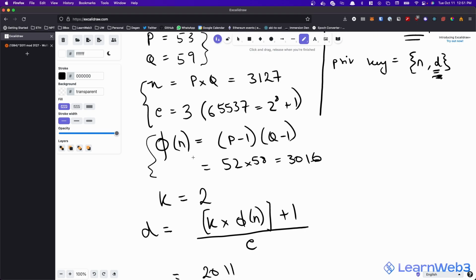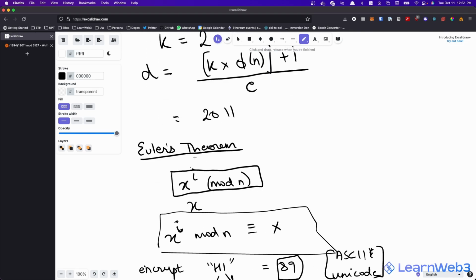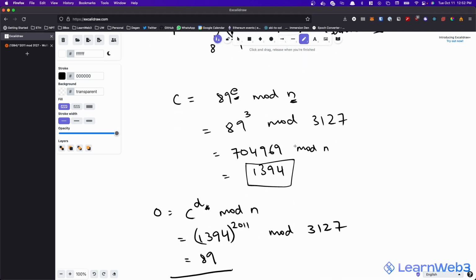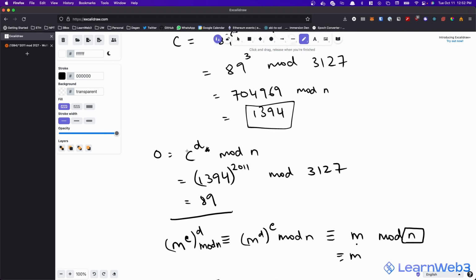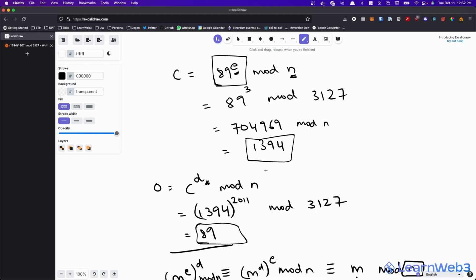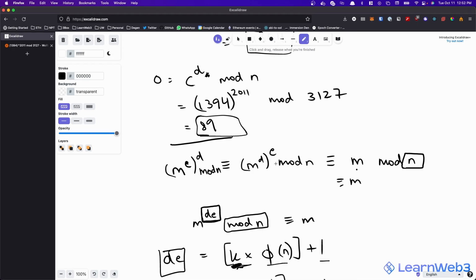So with these values in place, we come up with this interesting mathematical principle, applying Euler's theorem, that if we do a message to the power e mod n, and then we take that value and further raise it to the power d, so c to the power d mod n, we get back the same original message that we ciphered to calculate c. All right, take your time to wrap your head around this. It's really just an application of modular exponentiation and Euler's theorem, and it can be a little tricky to understand.